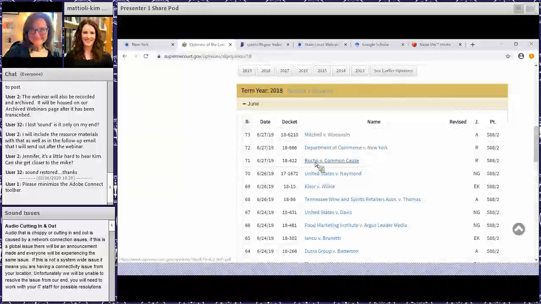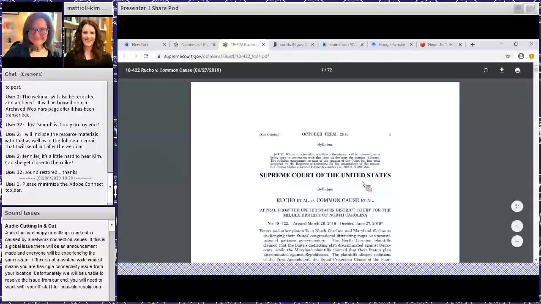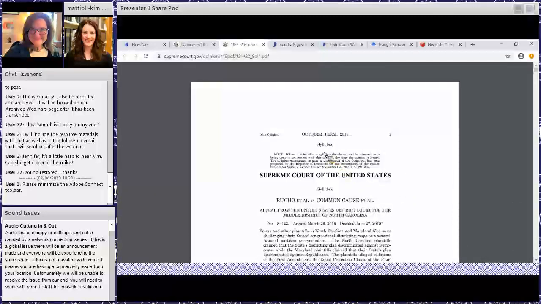And I'm going to click on this case right here, Rucho v. Common Cause. So this is a case that was decided last year, and it's about partisan gerrymandering. When you click on it, it brings up a nice PDF of this slip opinion. And the first thing you'll see is the syllabus.